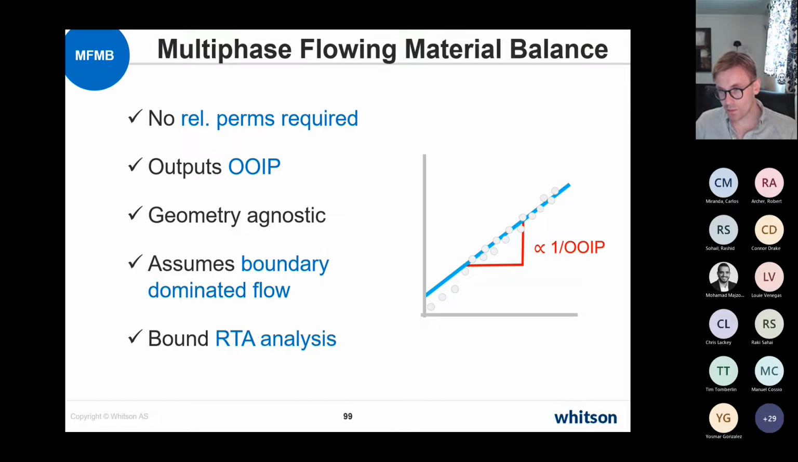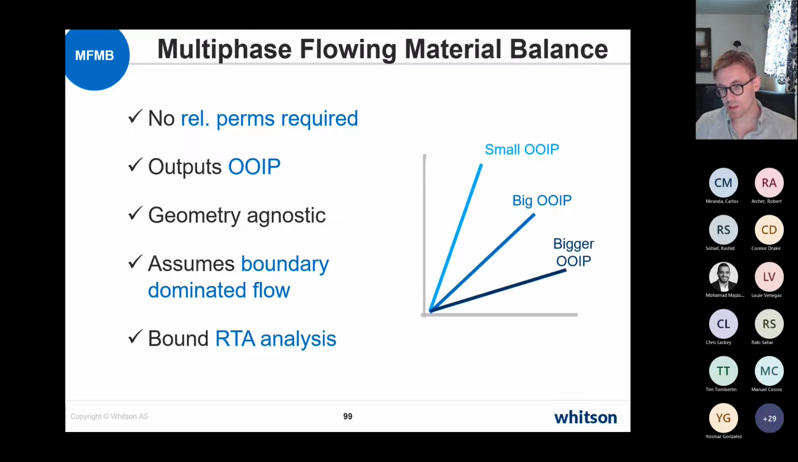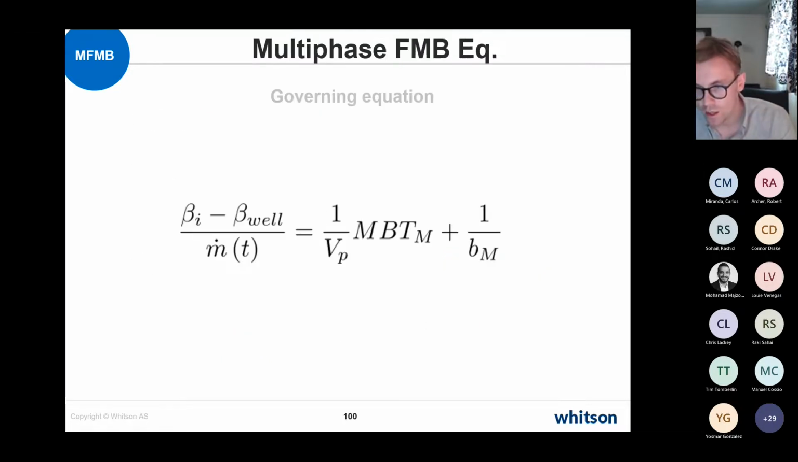The diagnostic plot is very simple. It's just plots on the line, and the inverse of this line is your pore volume. So this is a small OIP, this is a big one, and this is an even bigger one. And there are some nuances related to how you interpret the plot, etc., that will be covered in that follow-up course. And the governing equation, which is very much to digest the first time you see it, is actually fairly simple if you break it down.